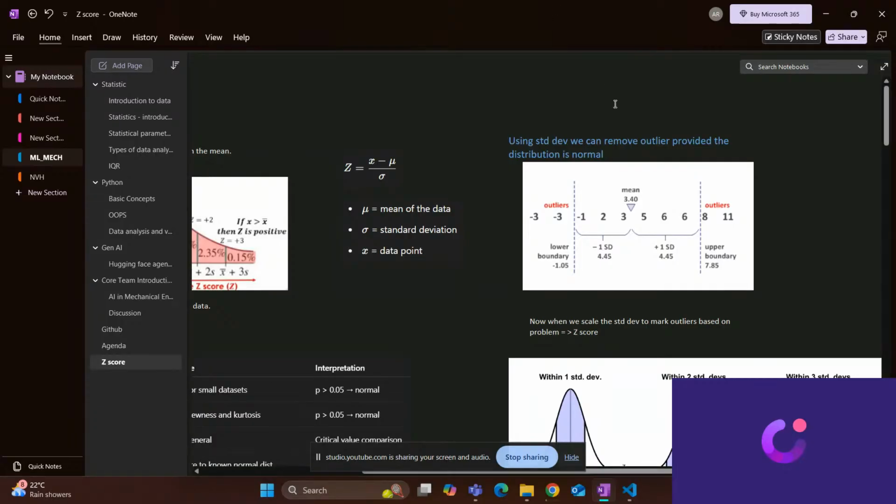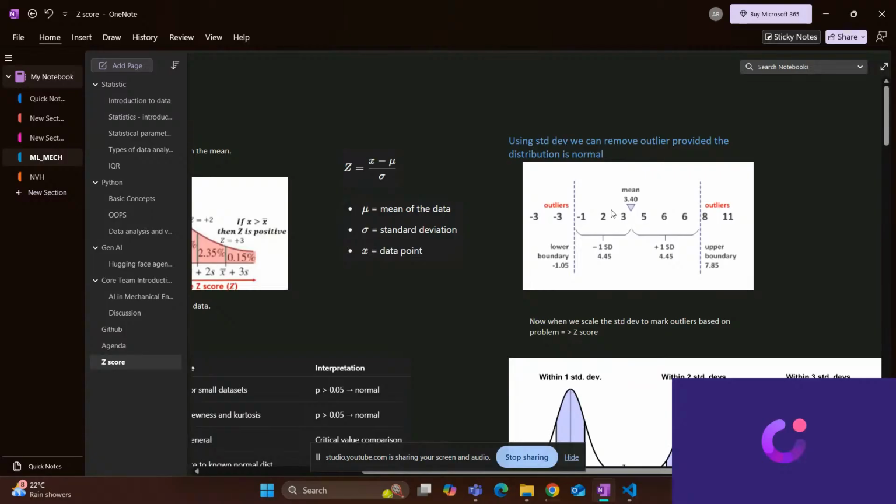You can see on my screen, right? In this example there is a data set, and for that data we have 3.4 as the mean value. Here they have identified 1 sigma, that is 1 standard deviation, and whatever data falls outside that range of 1 standard deviation, we call that an outlier. So this is the basic level.